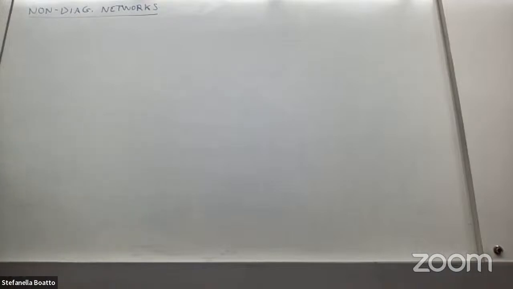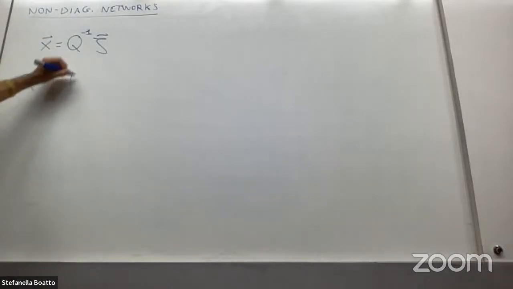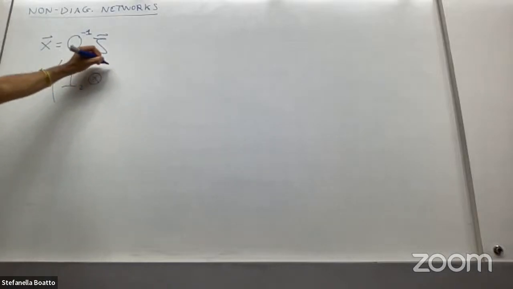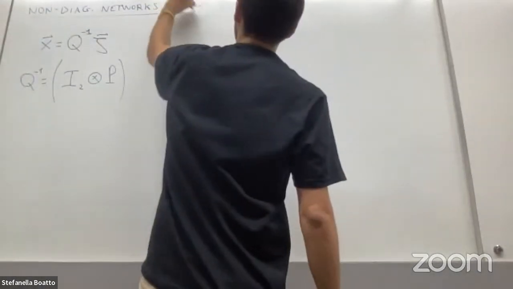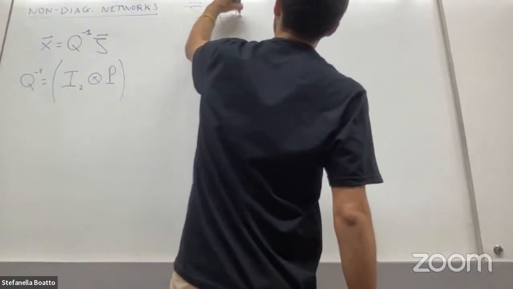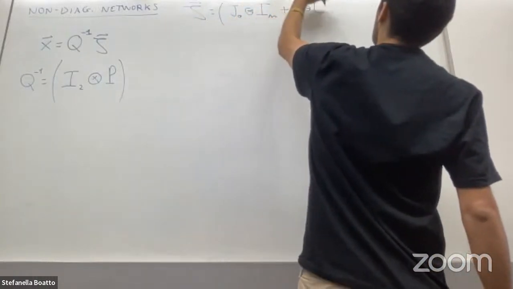Okay, so after I've erased, we can still change the basis. And so we define the perturbation in a new basis. So x equals Q minus 1 times z, where Q minus 1 is equal to the identity 2 times 2 Kronecker product with P. And now I erased what I needed, so I will rewrite it: J0 times I_N plus D times L.